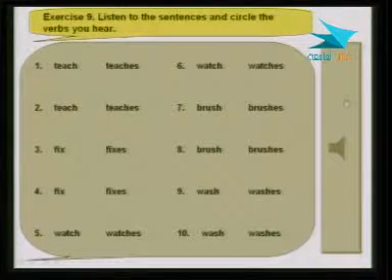Okay, let's listen again and do the exercise together. Exercise 13, page 62. Listen to the sentences and circle the verbs you hear. 1. Mrs. Miller teaches English on Saturdays. Teaches.